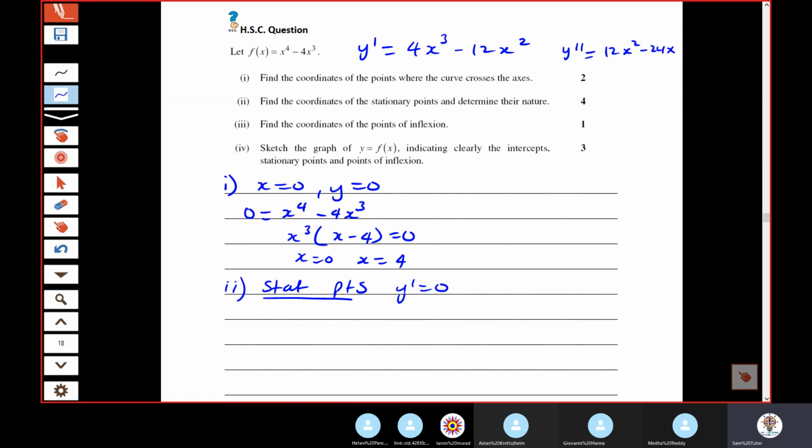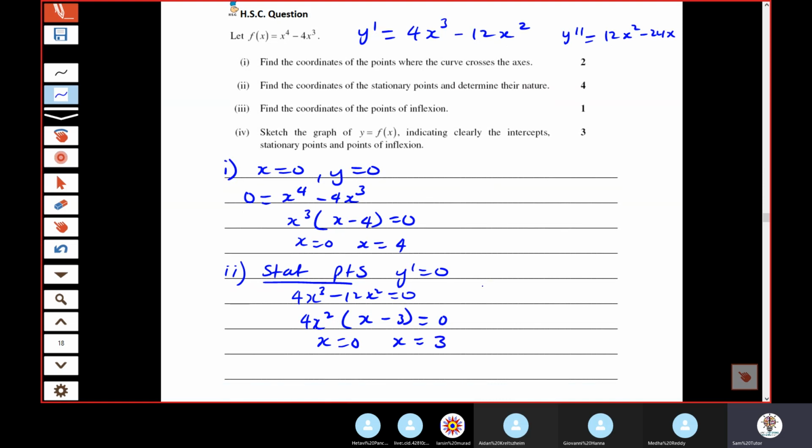Okay. Y dash. Again, we have this thing. 4x cubed minus 12x squared equals 0. What do we factorize out? You guys are realizing the common theme happening with the question. What do we factorize out now? 4x squared. 4x squared, x minus 3. So x equals 0 and x equals 3.